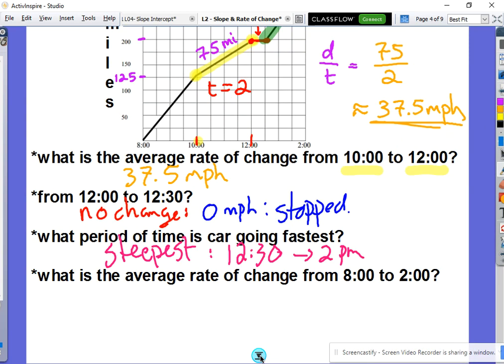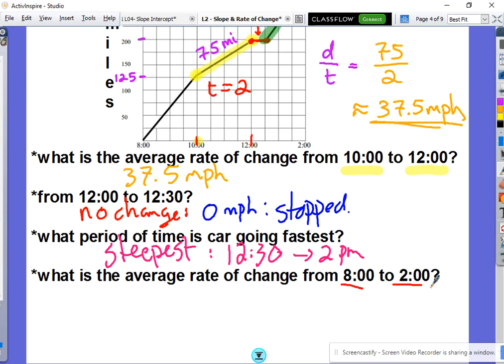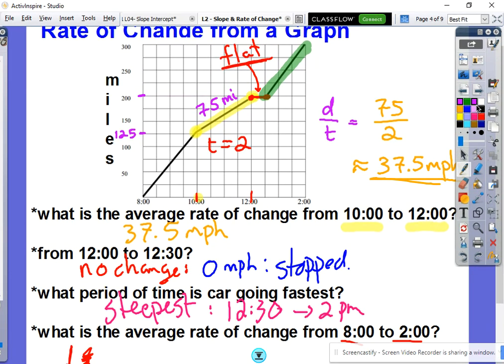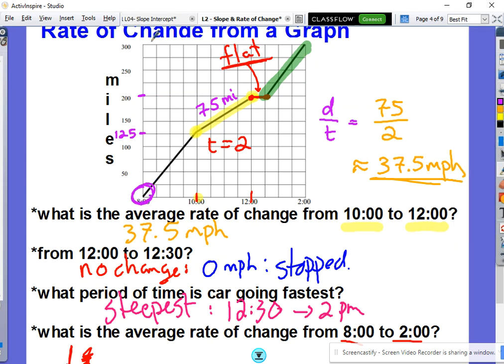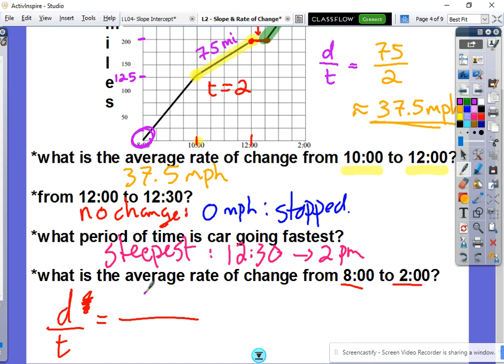And then last but not least, the average rate of change from the very beginning to the very end, once again, is distance divided by time. Let's cross that out. What's my total distance and what's my total time? If we come back to our graph here, my total distance from the very beginning, distance 0, to the very end over here is 300 miles. So my total distance is 300. Let's put that on the top.